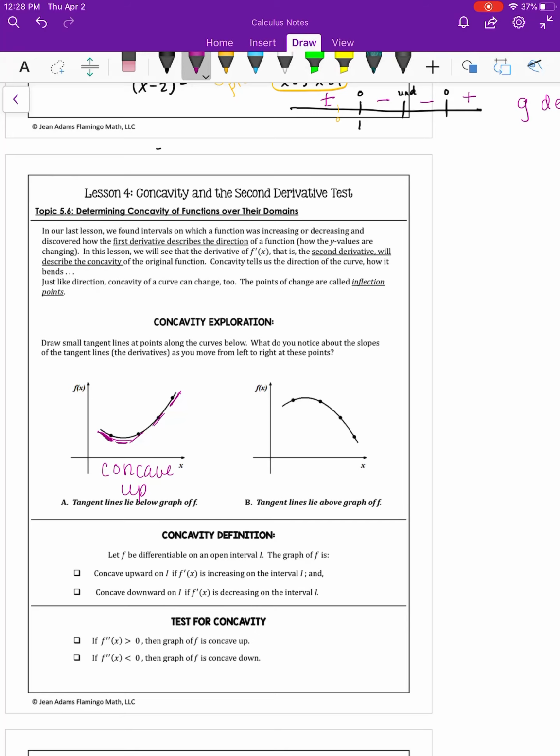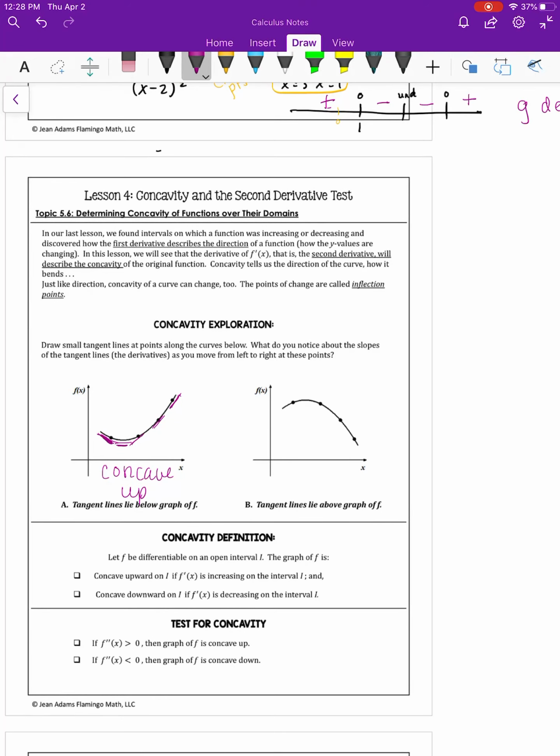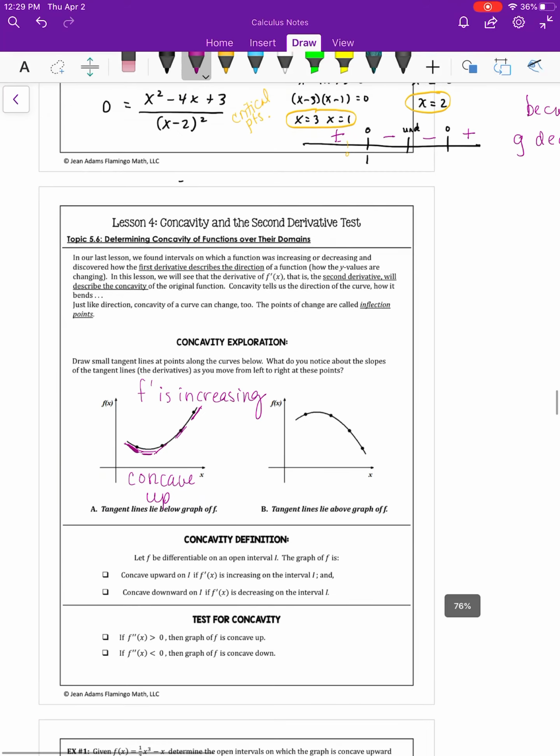increasing. So we know that this is concave up, and we know that our derivative, so our f prime, is increasing. So think about, if they're asking you if something is increasing, then you're going to take the derivative of it. So if I wanted to know if f prime was increasing, then I would find f double prime. And if it's positive, that means we have upward concavity, okay?